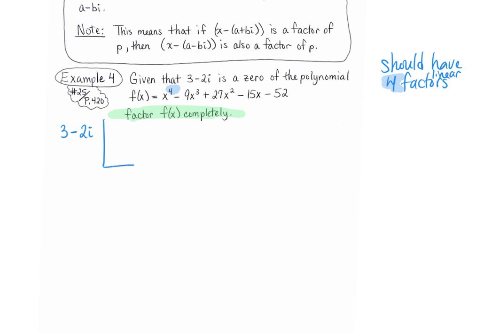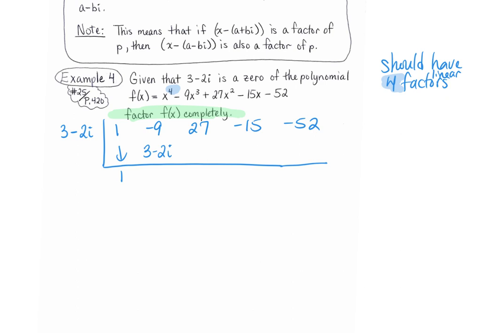Then what do we write? What's our row? 1, negative 9, 27, negative 15. Good. Process: bring down your 1. Multiply, you get 3 minus 2i. Add, you get what?